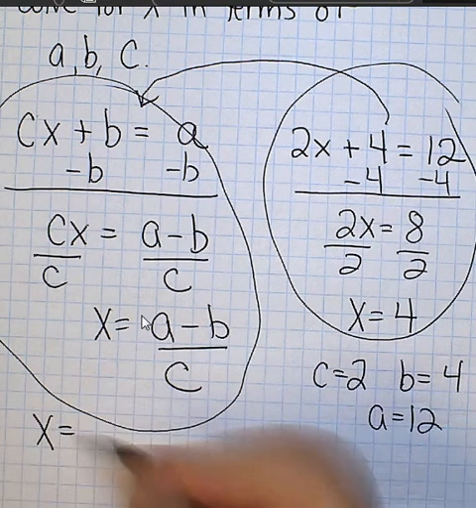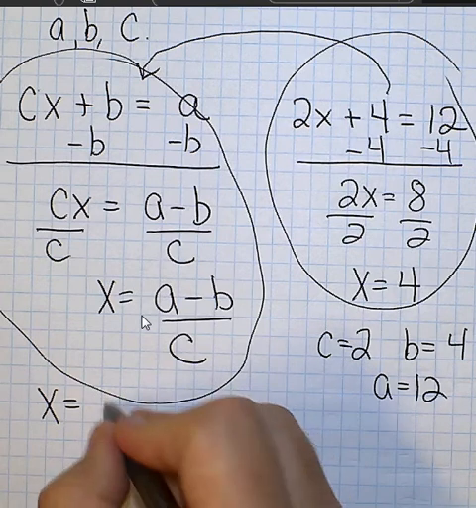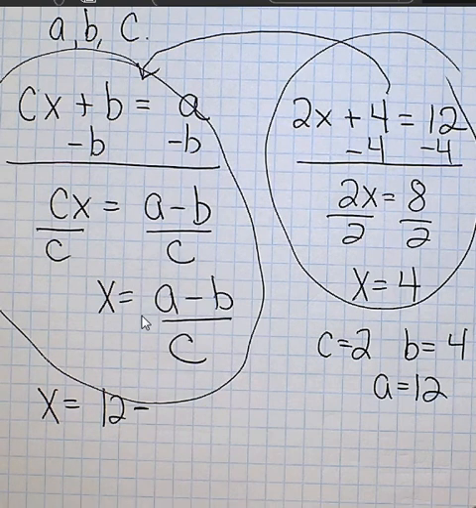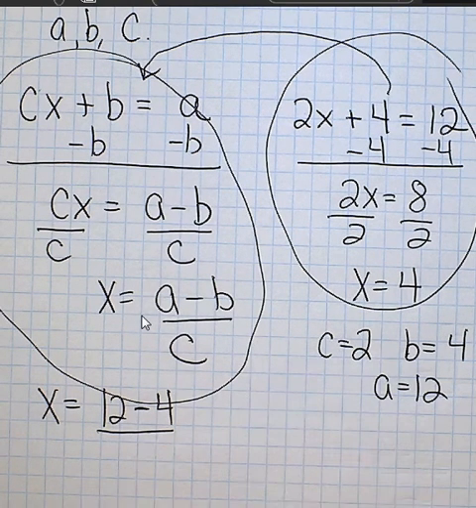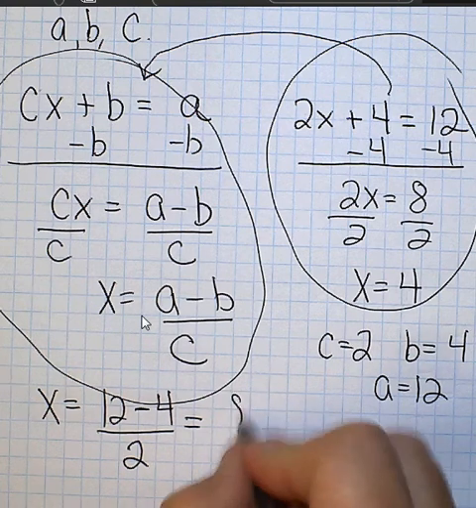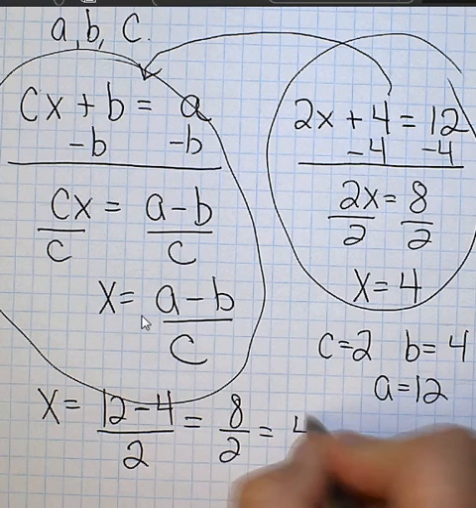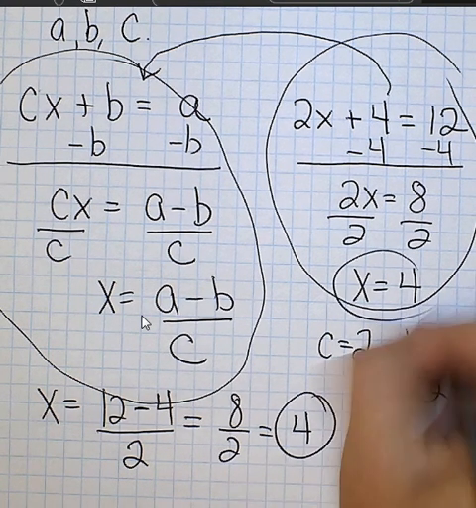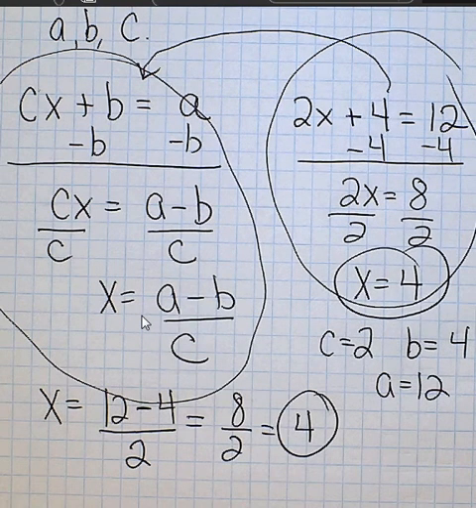X equals, we said A was 12. We take 12 and we subtract my B, which is 4, and then we're going to take a look at that and divide that by C, which is 2. What is 12 minus 4? 8, and what's 8 divided by 2? 4. Get the same answer. And we will get the same answer because of the formula that you wrote.